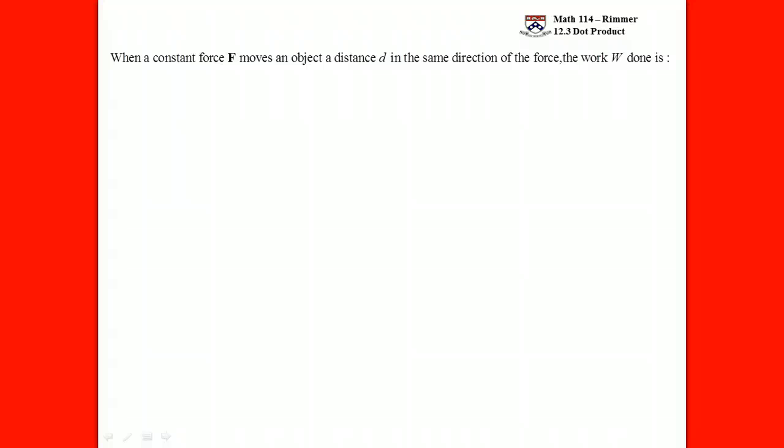In this case, we have some restrictions. Our force has to be a constant, and the object that we're moving has to be moving in a linear manner. When we want to calculate the work done by a force in moving an object a certain distance d in the same direction as the force, then it would be the magnitude of the force times the distance. That would be what work is.